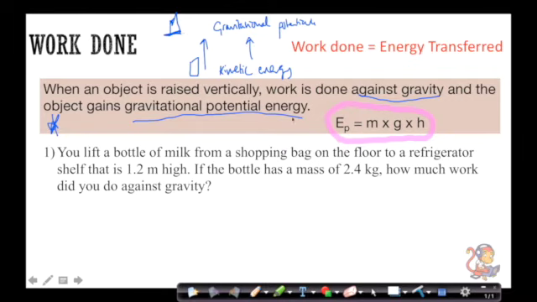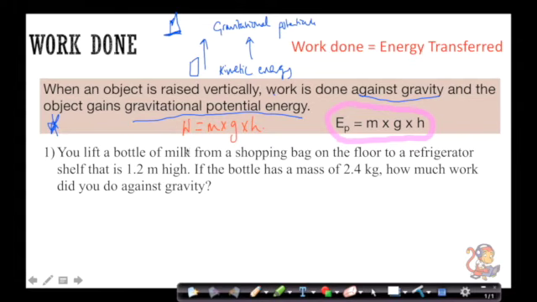So what they'll do in the exam to try and trick you out is they'll ask you about work done, but they'll give you the information for this equation here: mass, gravitational field strength and height. But what you need to remember essentially is because work done is energy transferred, you can think about it that work done is mass times gravity times height when an object is raised vertically. So let's have a look at this example here.